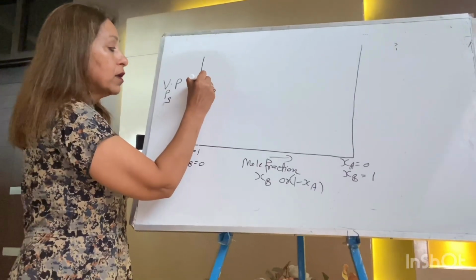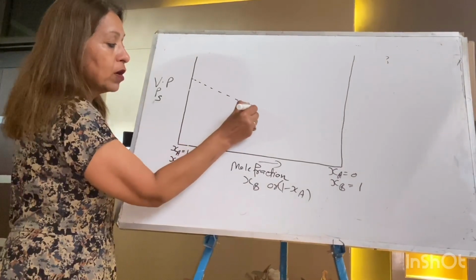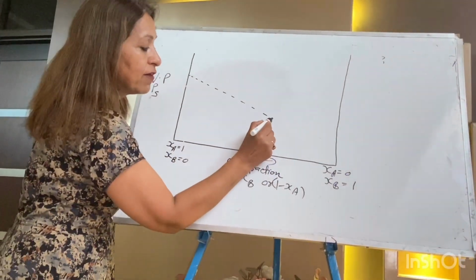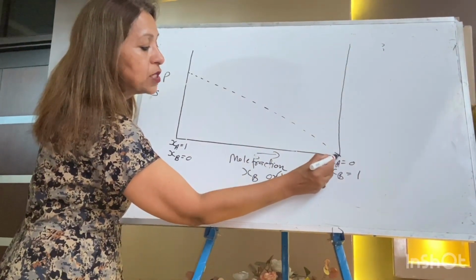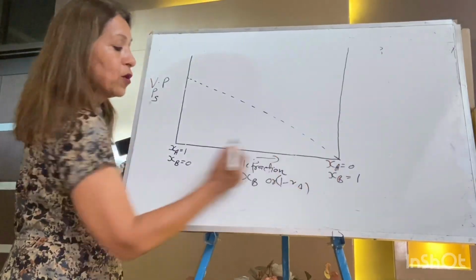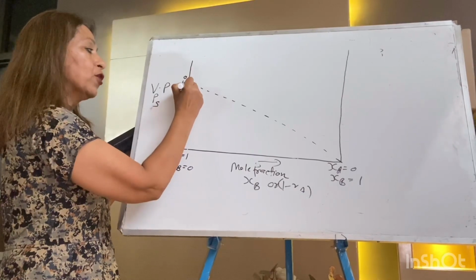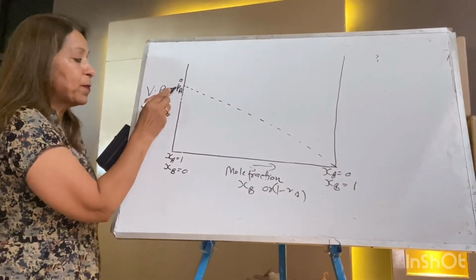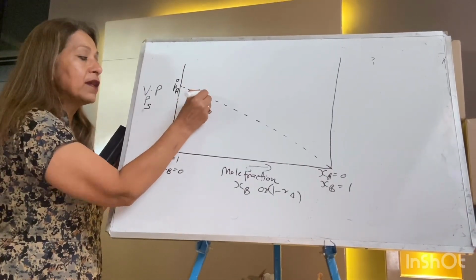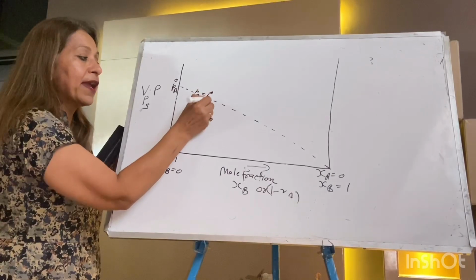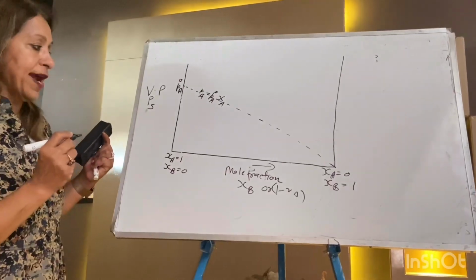Draw the graph along with me. When XA approaches 0, the vapor pressure is also going to decrease. Vapor pressure is 0 because XA is 0. And this is your P naught A. Write down here P naught A. This is the vapor pressure of the pure component A. And write on this line, it is PA is equal to P naught A XA. It is PA is equal to P naught A XA.